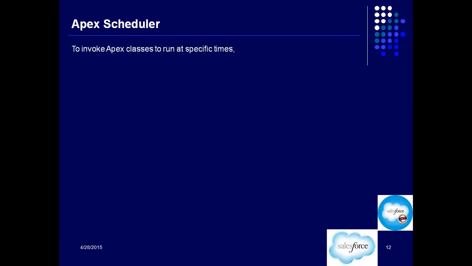Okay, so this is simple. If you have understood Queueable Apex, you will understand this. I'm pretty sure Queueable Apex is also simple, but this is even simpler. And it has better logic if you want your code to get executed at a certain specified time. So to invoke Apex classes to run at specific times, you can use Apex scheduler.